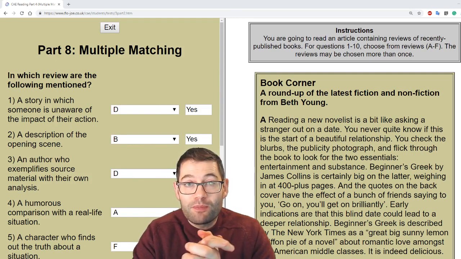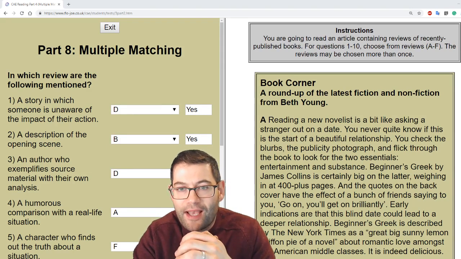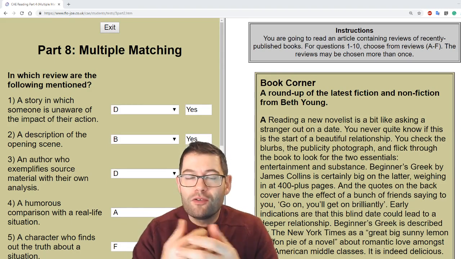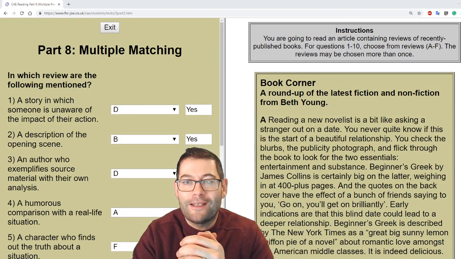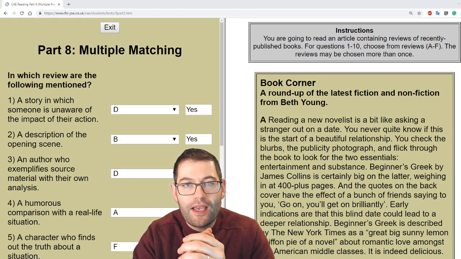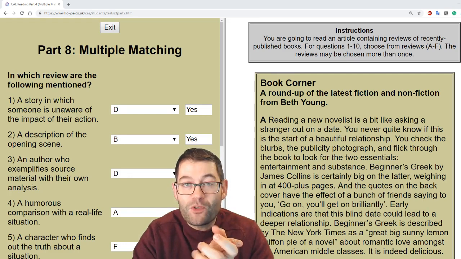Okay, the Part 8 multiple matching question looks to be quite a challenge, but actually it's not too difficult to prepare for. Of course, you do need to practice and practice. You're given a number of texts to read, and then you're going to have 10 multiple choice questions to answer. So how to go about it?